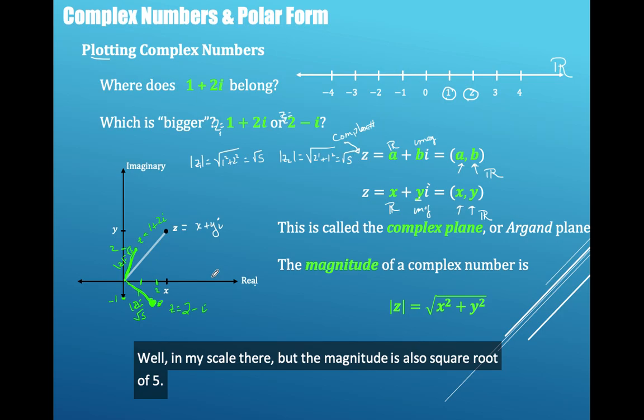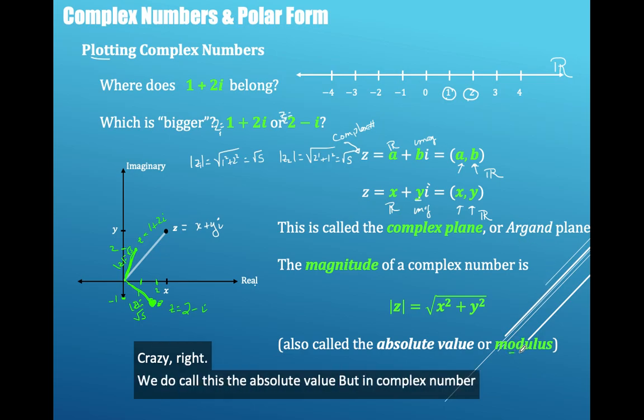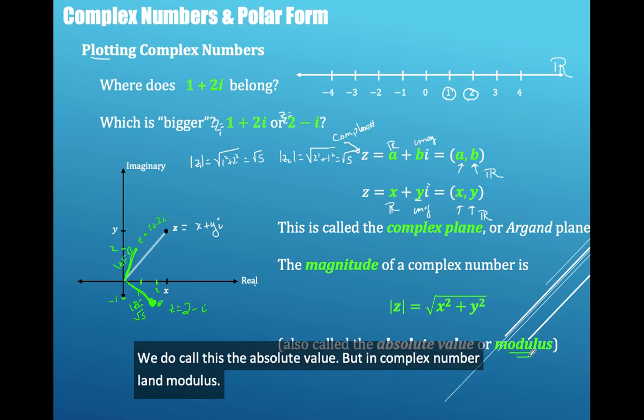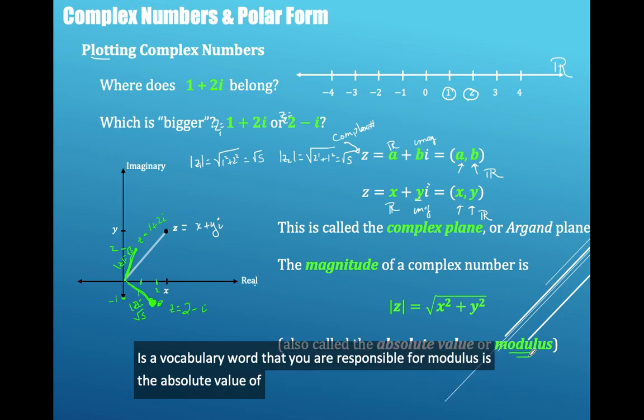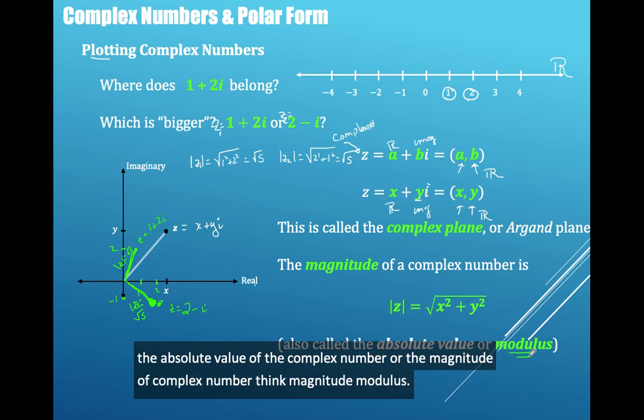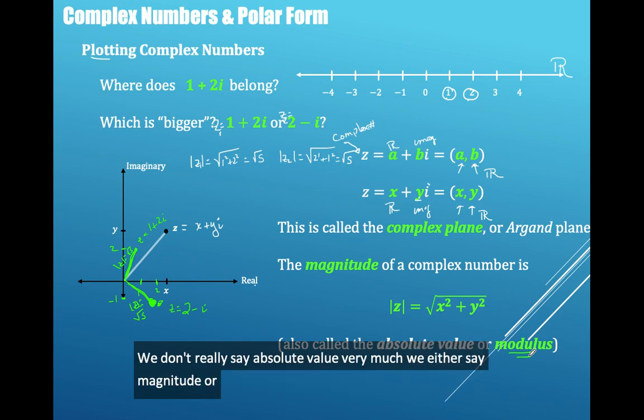Crazy, right? We do call this the absolute value, but in complex number land, modulus is a vocabulary word that you are responsible for. Modulus is the absolute value of the complex number, or the magnitude of the complex number. Think magnitude, modulus. We don't really say absolute value very much. We either say magnitude or modulus in this arena.